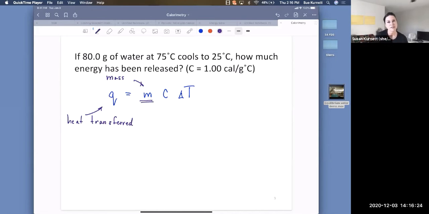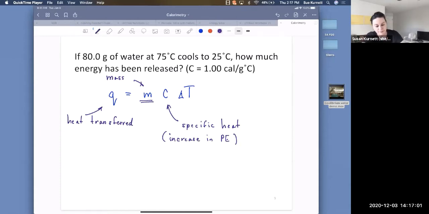And if you have a bunch of sand molecules, they share all the energy. And if you have a bunch of water molecules, they share all the energy. But then what they do with that energy is different. For water, it has a high specific heat. So C stands for specific heat, and specific heat is a potential energy idea. And then the change in temperature, delta T, is related to kinetic energy.